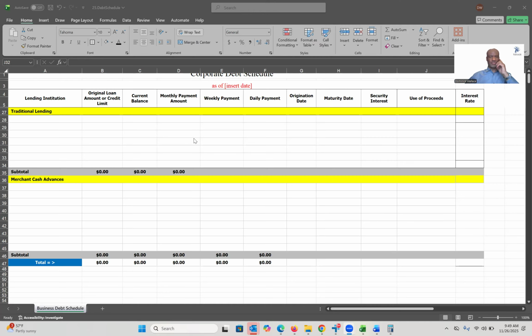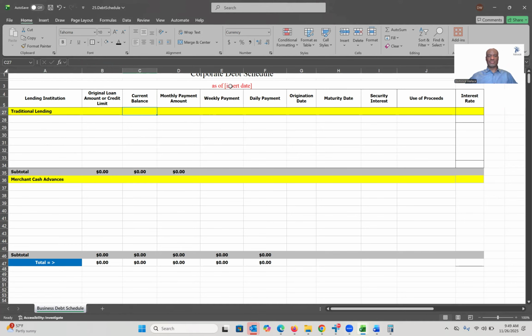All right, so here's a document, and what this is called is a business debt schedule. If you notice here, you have the traditional lending information at the top, and then you've got the merchant cash advances at the bottom. I'm going to go over quickly each piece of information here.